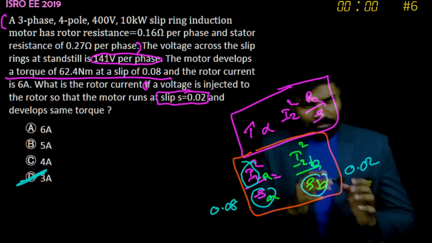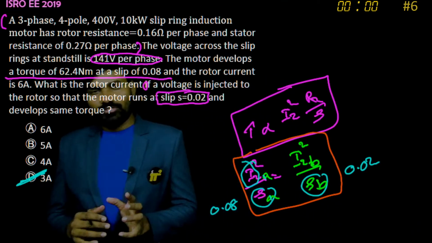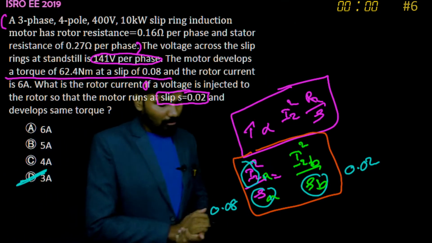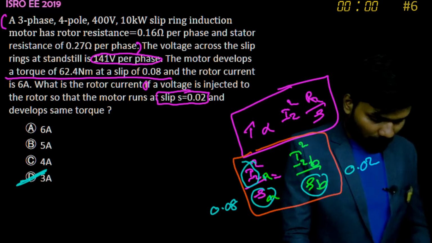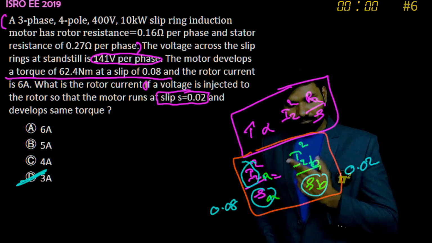This is the main relation. Just focus on that, then things will fall in place automatically. I hope you got it. Shall I move to the next question?